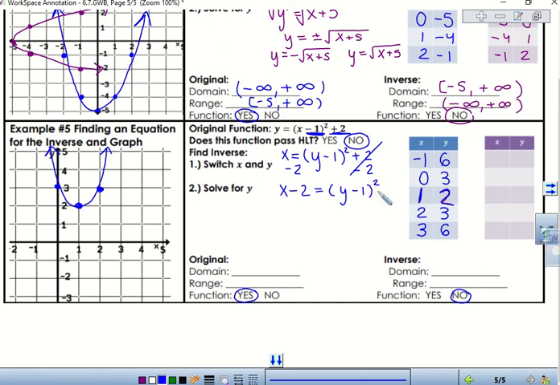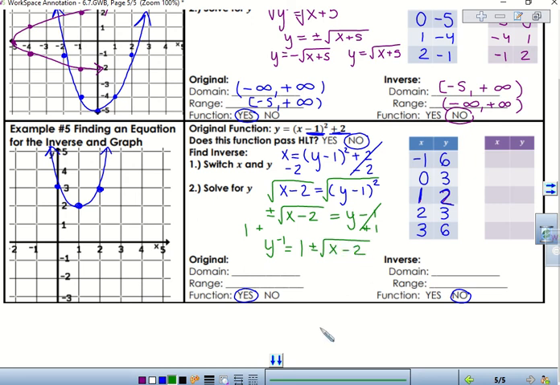Can't we just switch it in the graph? You can, but the question also wants us to find the inverse function. So we have to actually find that actual function as well, not just the graph of it. So I square root both sides. That gives me plus or minus the square root of x minus 2 equals y minus 1. And then what would be my last step to get the y by itself? Plus 1. Good. Plus 1. All right, we get y inverse equals 1 plus or minus the square root of x minus 2.